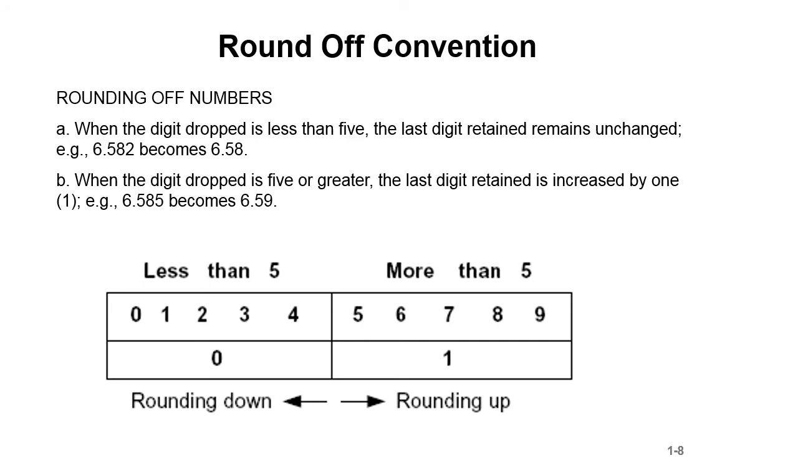Rounding off numbers. When a digit dropped is less than 5, the last digit retained remains unchanged. For example, 6.582 becomes 6.58. When the digit dropped is 5 or greater, the last digit retained is increased by 1. So if you have 6.585, that becomes 6.59. So if it's less than 5, you round down. If it's greater than 5, you round up.